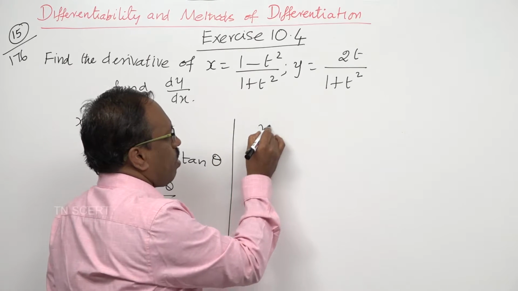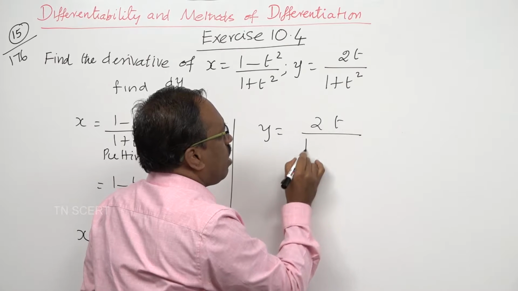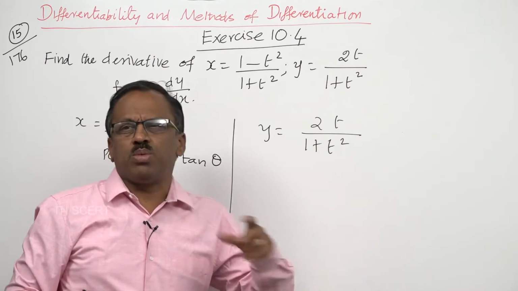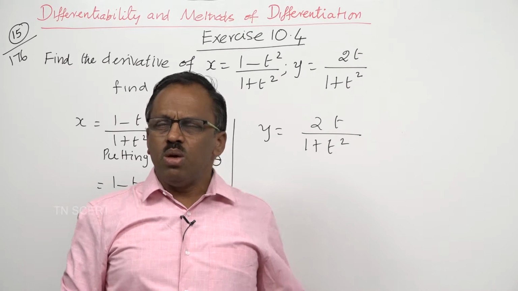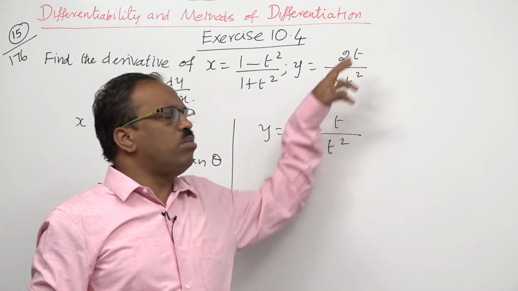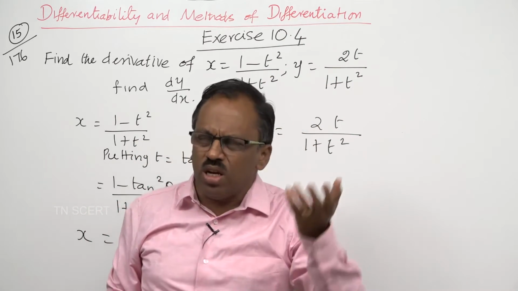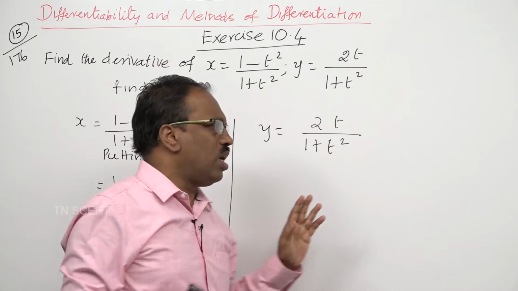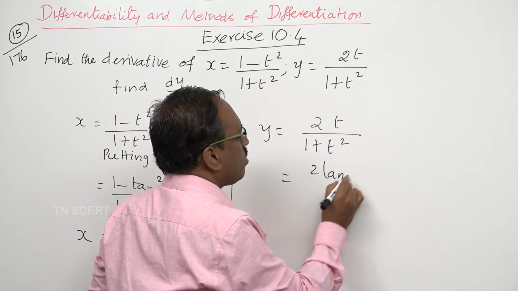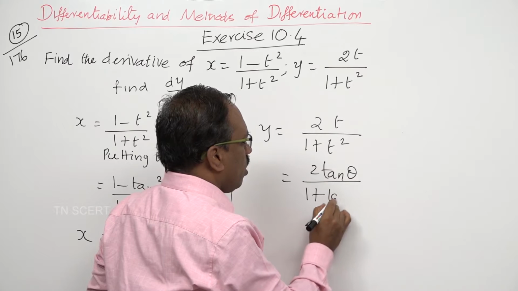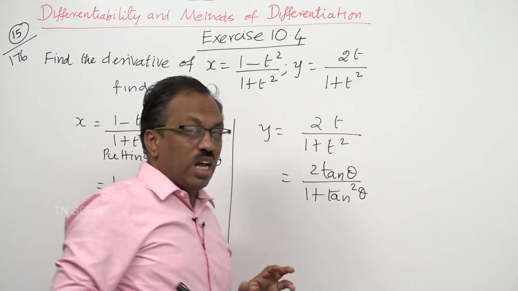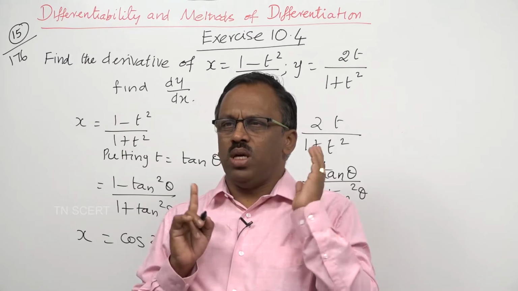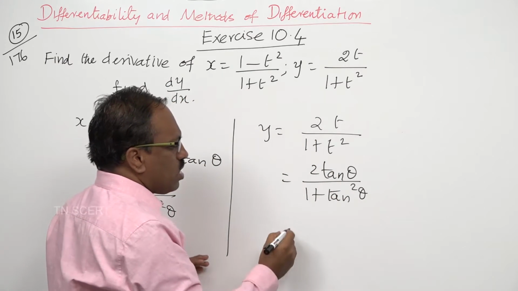Now, let me take y. Since I have substituted t is equal to tan theta, I should not substitute some other value rather than tan theta, because once I substitute t as tan theta, the same tan theta only applies here. If I apply some other value for t, then it may cause confusion. Same t only. So, what is that? 2 tan theta by 1 plus tan square theta. What is this formula? That is the reason why I said earlier, you must know trigonometrical formulas thoroughly. This is nothing but sin 2 theta.